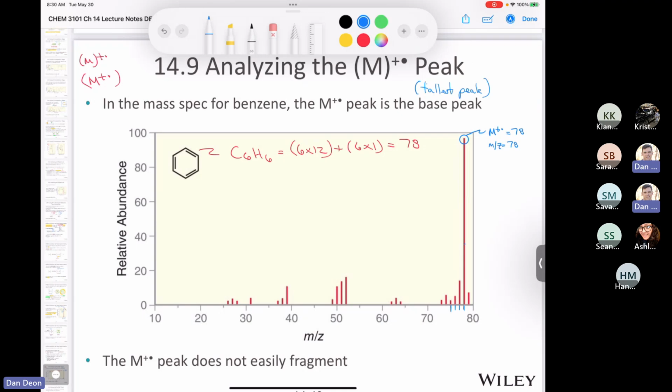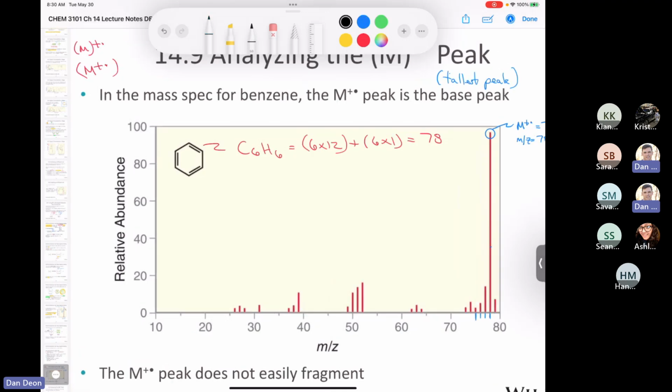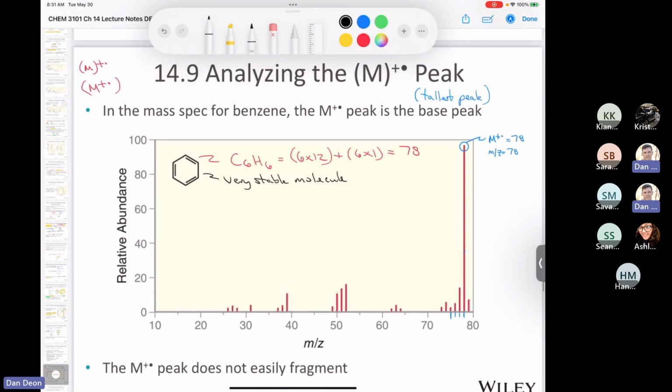Why? Because benzene is a very stable molecule. I'm just going to scribble this down here. Very stable molecule, benzene is. And we'll actually talk about the stability of benzene a lot in organic chemistry too. The take-home message here is that the parent ion, the molecular ion, doesn't fragment all that well. Yeah, I know there's fragments. There's some here and here and here. But I'm telling you, once you start looking at other mass spec, you're going to see that this one doesn't have a lot of fragments. There just isn't an abundance of them here.